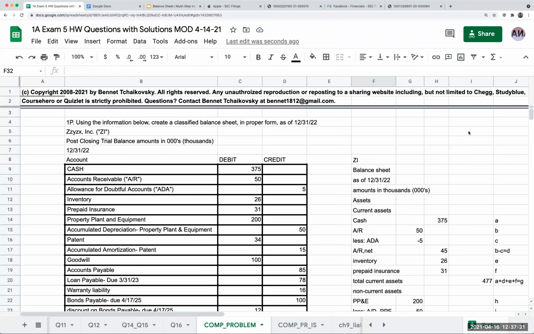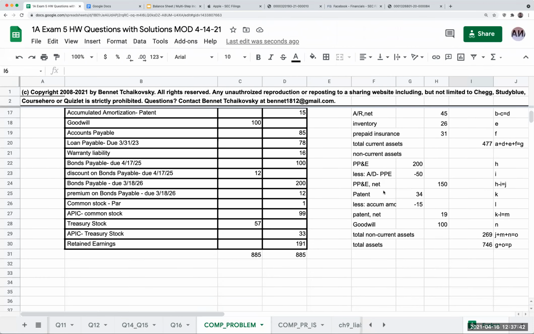Remember, what are we doing on our balance sheet? We're showing that our assets are equal to our liabilities plus our owner's equity. That's what we're proving in our balance sheet. So my next phase here is to go to my liabilities.